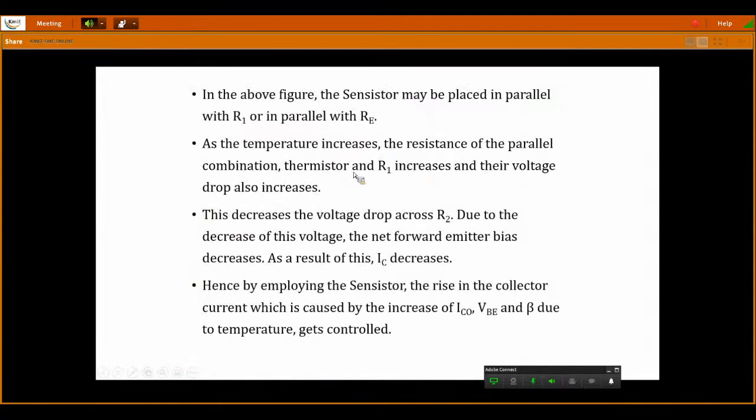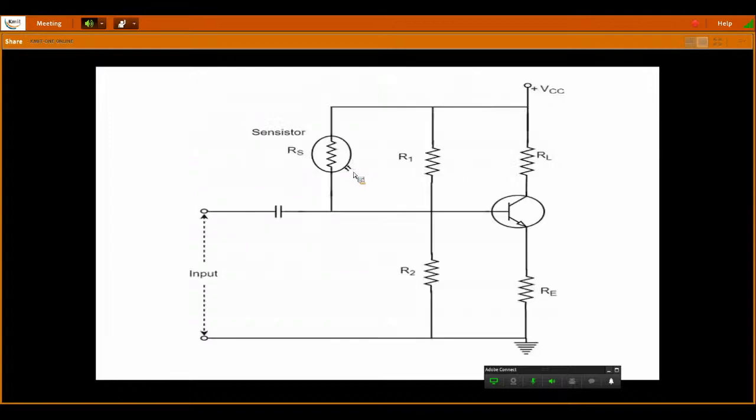Actually, as the sensor resistance R1 increases, its voltage drop also increases. So there is a decrease in the voltage. So now we are coupling the amount of voltage. Now you look here in this circuit: we are coupling the amount of voltage across this R2 to the base of your transistor.